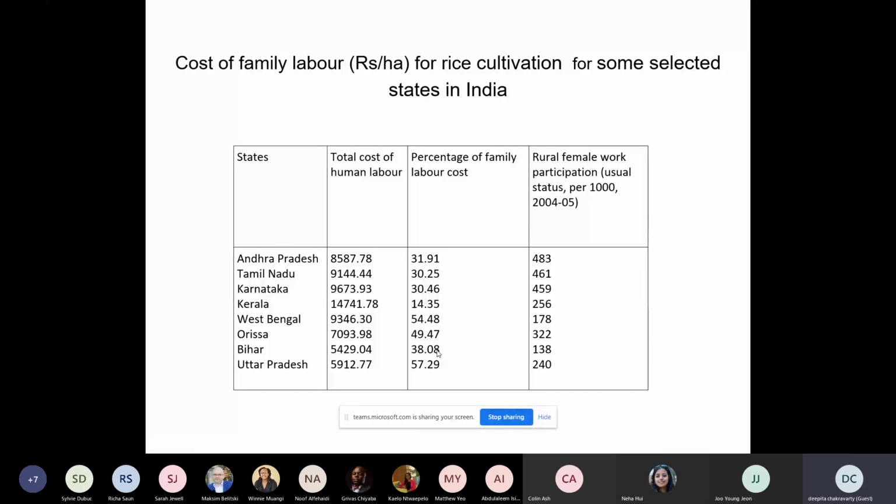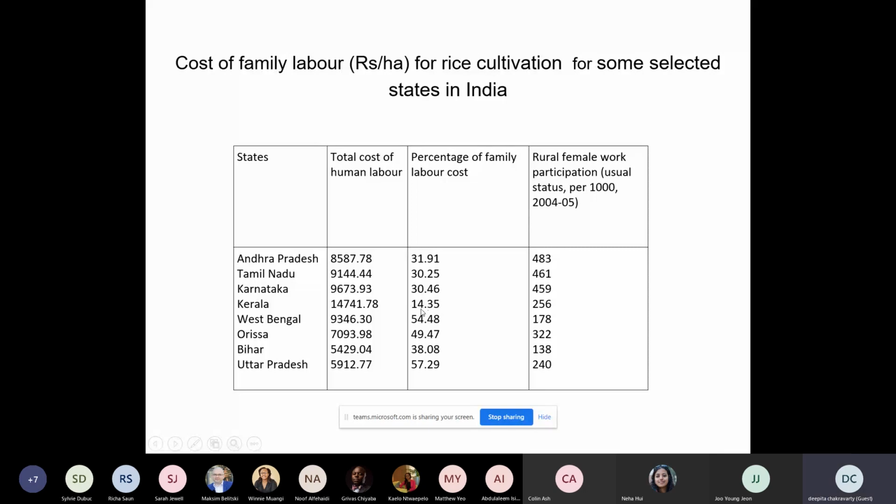All right. Now, I've put the 2004-05 rural female workforce participation from the NSS data to juxtapose with these figures. So you can see a direct relationship. In the southern Indian states, the percentage of family labor cost is much lower compared to Eastern India. But look at Kerala again.